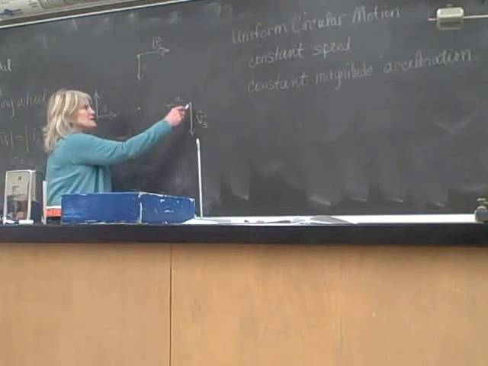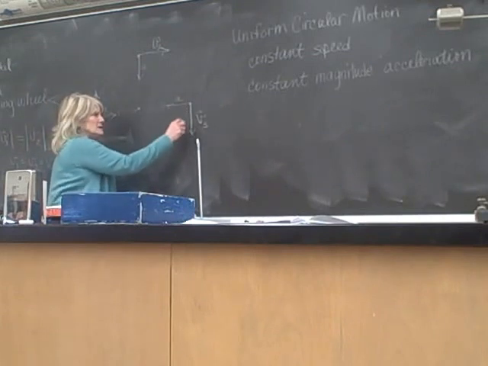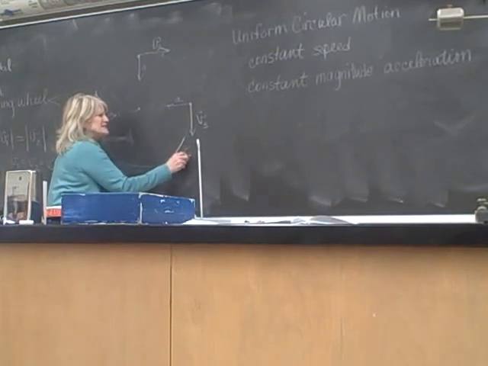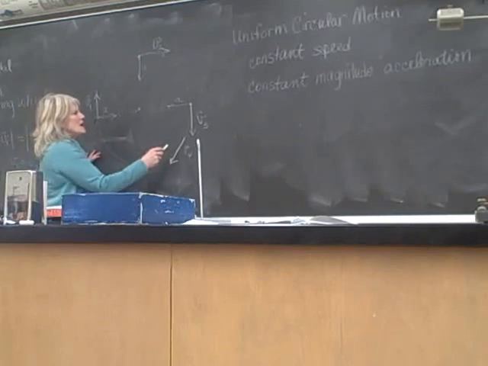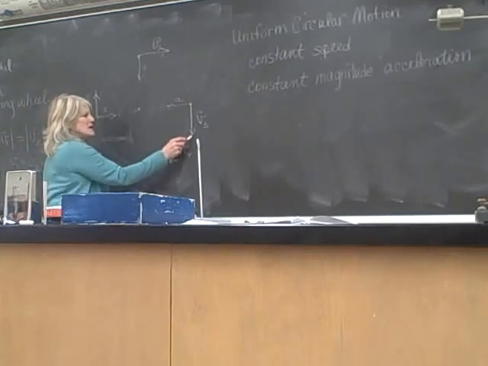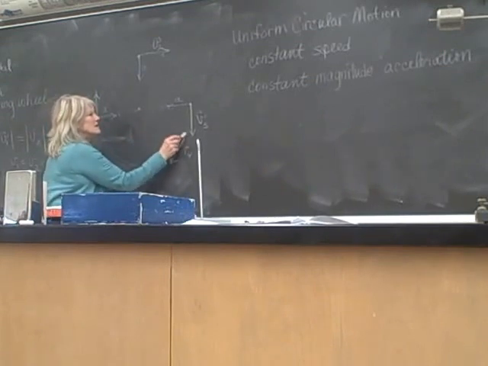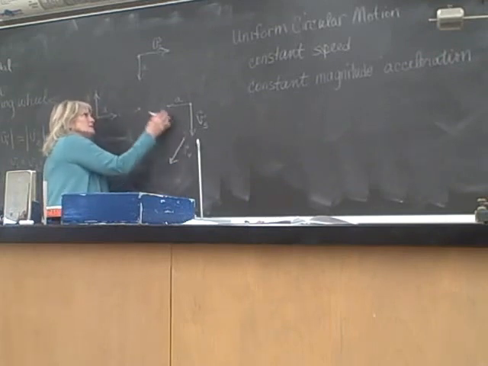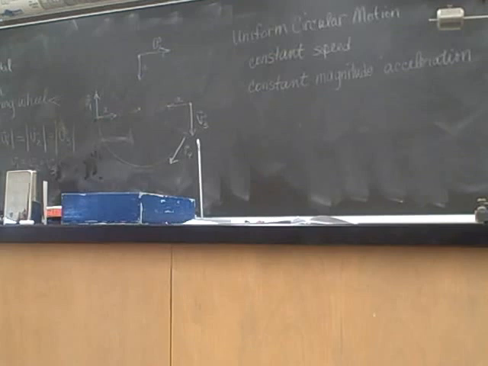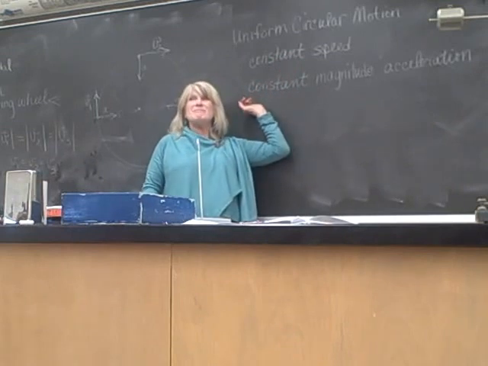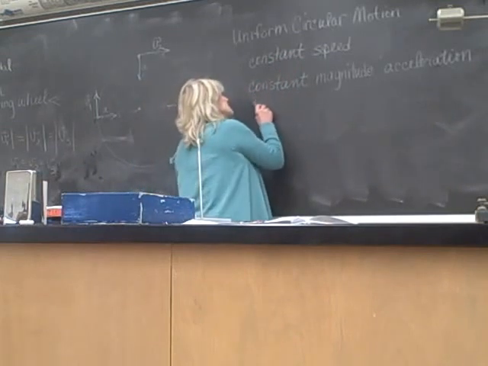So if you want to go, for instance, from this position to this position, it's easier to see that it's toward the center. So to get this one so that it's in this direction, that takes an acceleration toward the center of the circle. Okay, so I just need you to get a feel for that one. Uniform circular motion, only situation where you're going to have constant speed, constant magnitude acceleration toward the center.